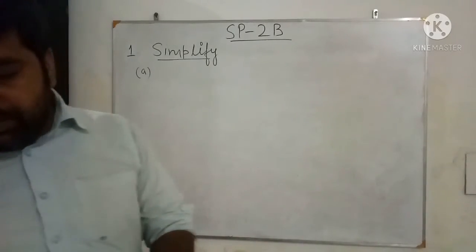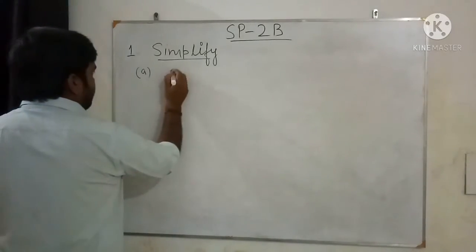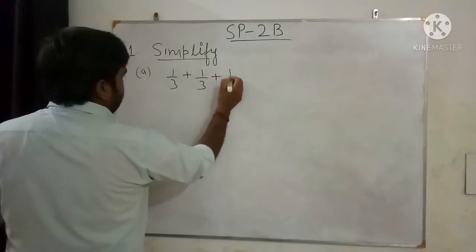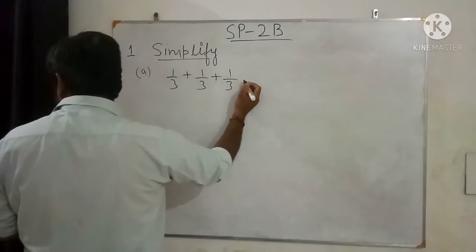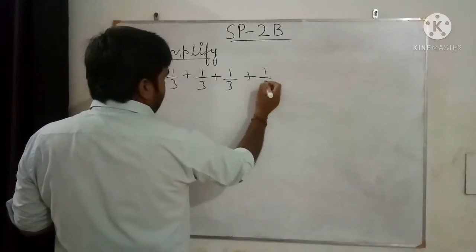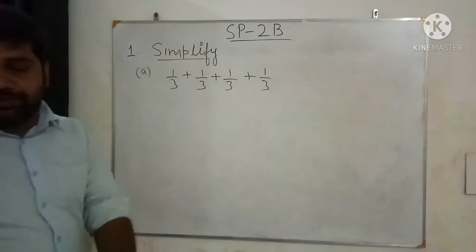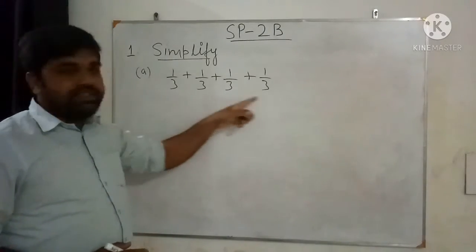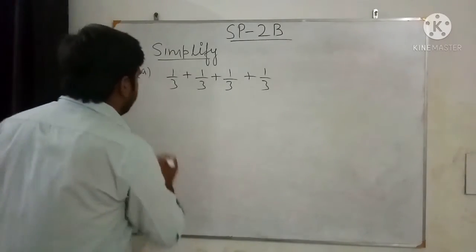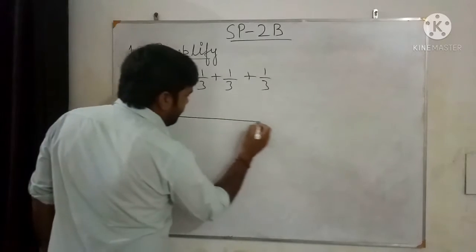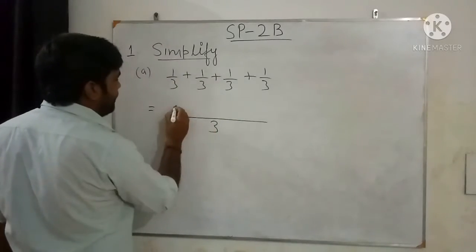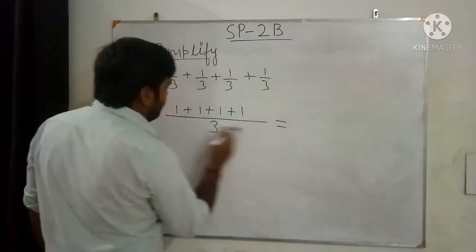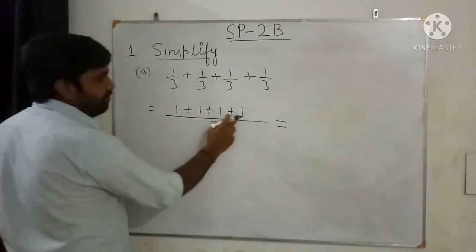Here the fractions given are 1 by 3 plus 1 by 3 plus 1 by 3 plus 1 by 3. See, these are like fractions. Four fractions are given, 1, 2, 3, 4, and each fraction's denominator is the same, 3. So what do we do? We take the denominator common because the fractions are like, and add all the numerators: 1 plus 1 plus 1 plus 1. So 1 plus 1 is 2, 2 plus 1 is 3, 3 plus 1 is 4.